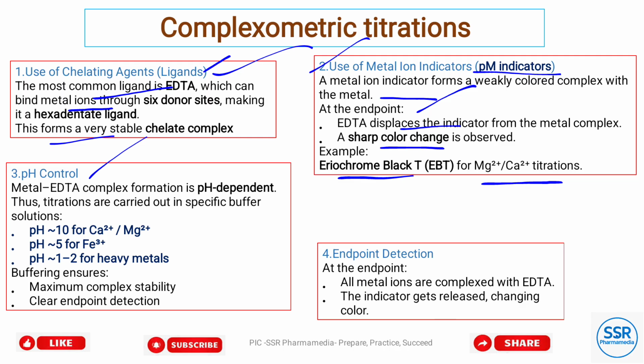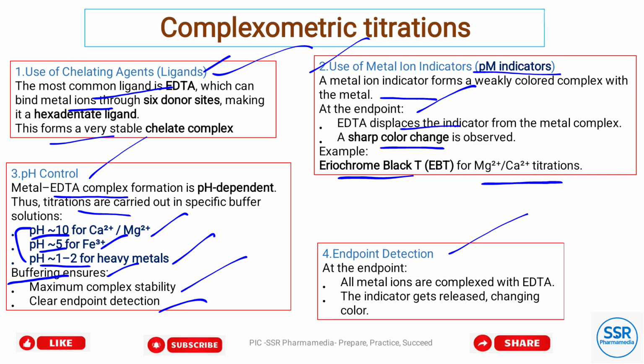And what is the use of pH? Metal-EDTA complex formation is pH dependent. Thus, titrations are carried out in specific buffer solutions. Specifically, the optimum pH is pH 10 for calcium and magnesium, pH 5 for ferric ions, and pH 1 to 2 for heavy metals. Buffering ensures maximum complex stability and clear endpoint detection. So, the buffer is used to maintain this pH.